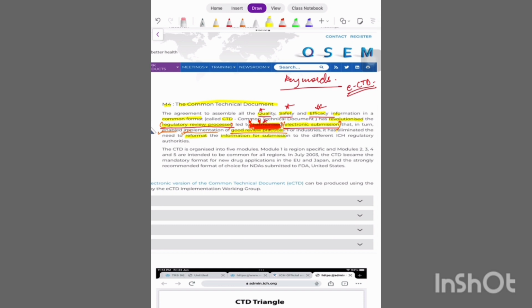So how I use the word for different countries, to different countries RA, to different countries regulatory affairs department. Instead you can use this word. Even I learned something new today. So different, obviously different ICH regulatory authorities. So obviously this makes us understand that they will be talking about the regulatory bodies of each different country. So different ICH regulatory authorities.